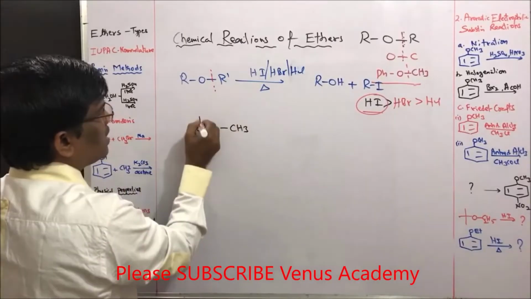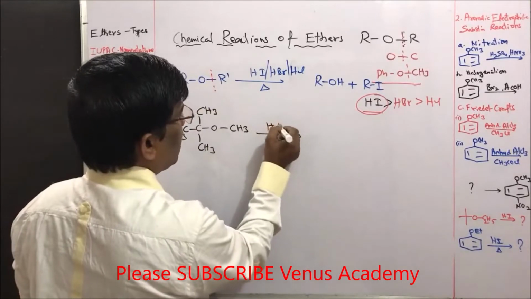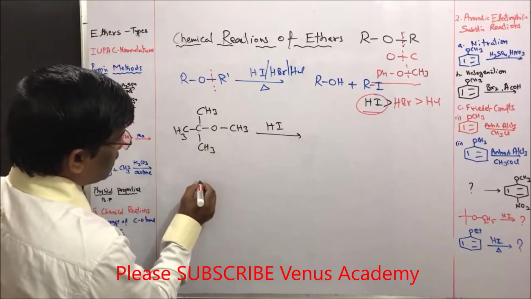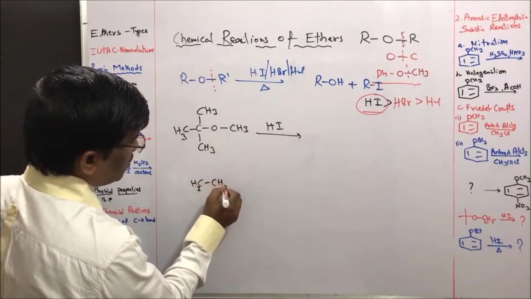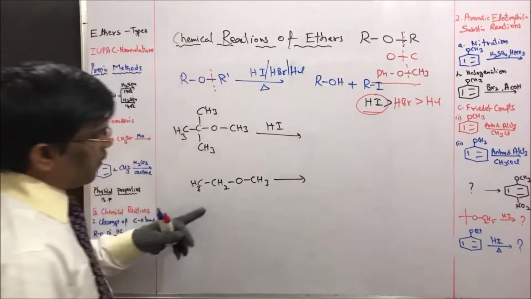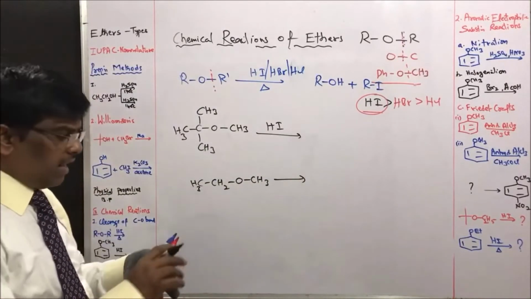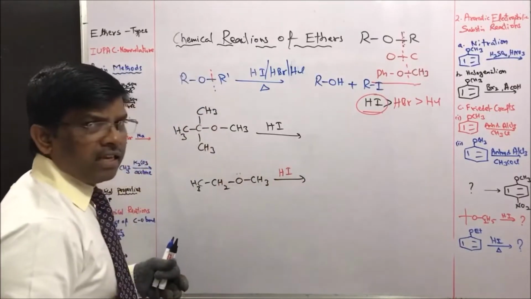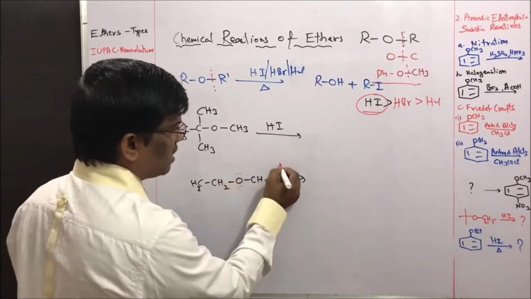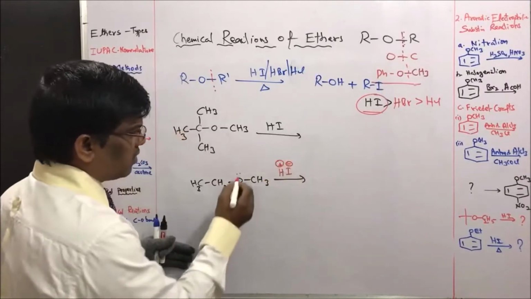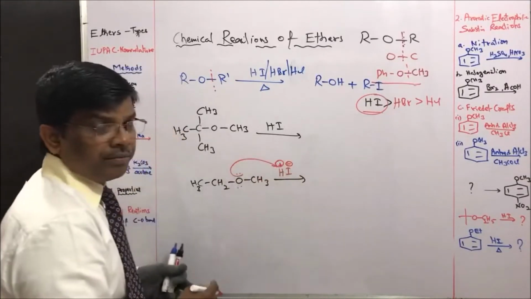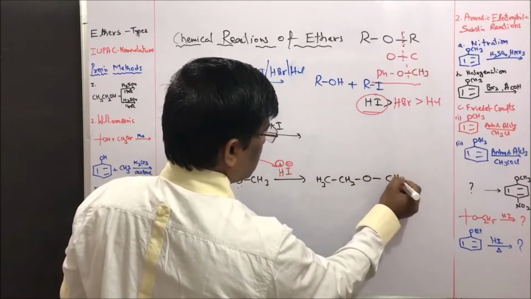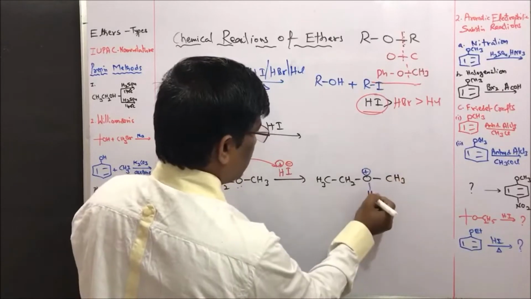For example, this is the ether. So when I add HI, what is going to happen? Just guess. Another example: if I take simple CH3CH2OCH3, methoxyethane, as an ether and do the reaction with HI, since the ether has a lone pair of electrons, it takes a proton to give the intermediate CH3CH2O with hydrogen, and CH3.